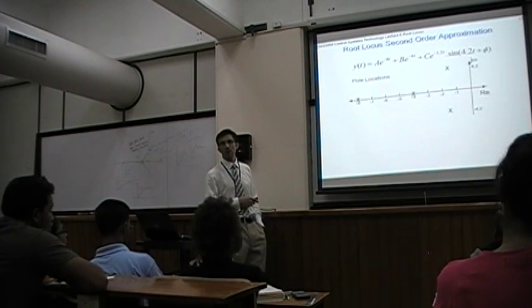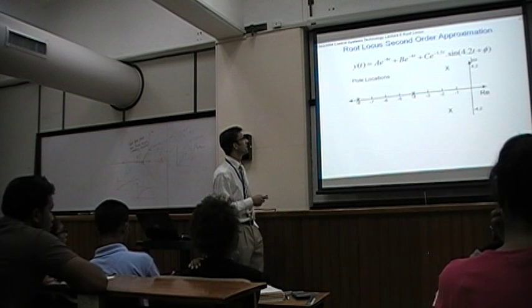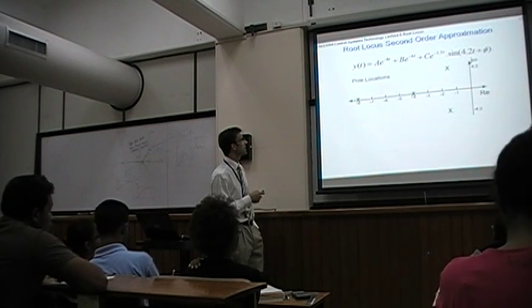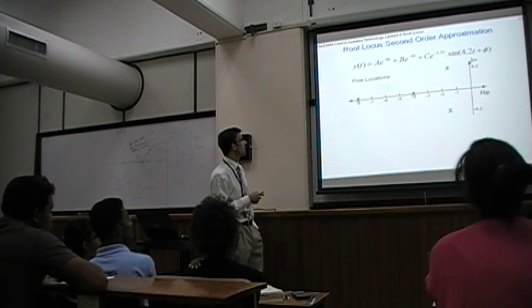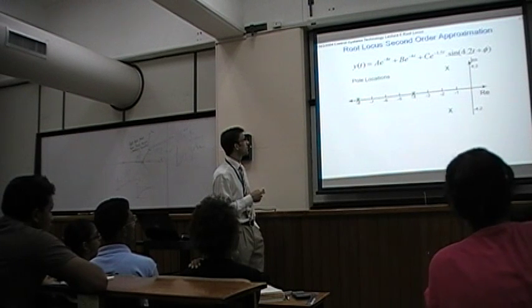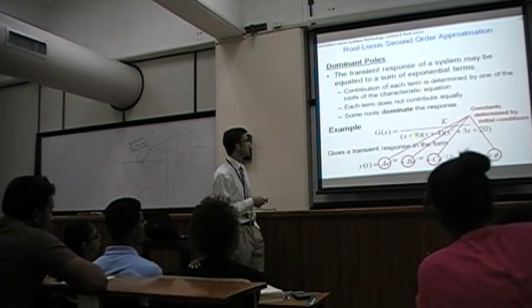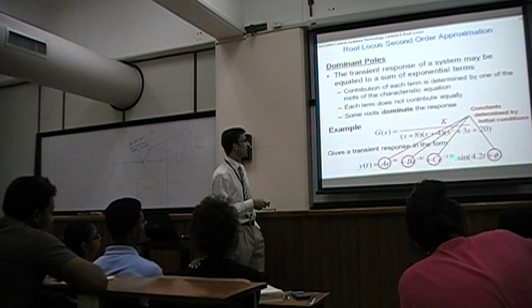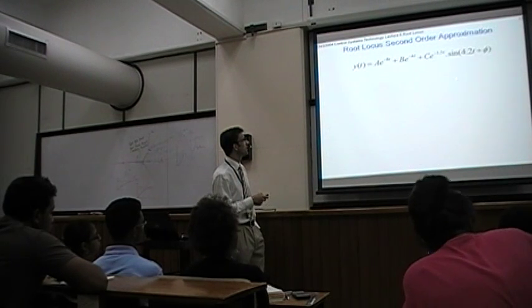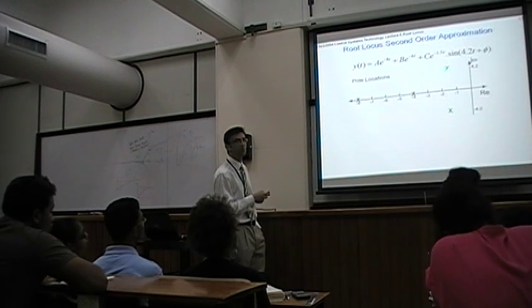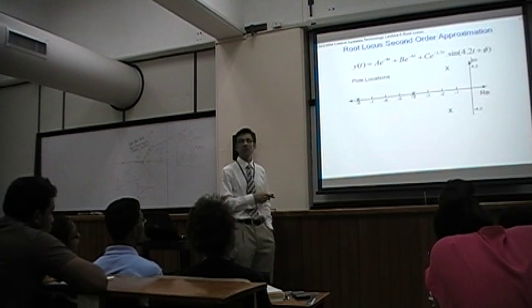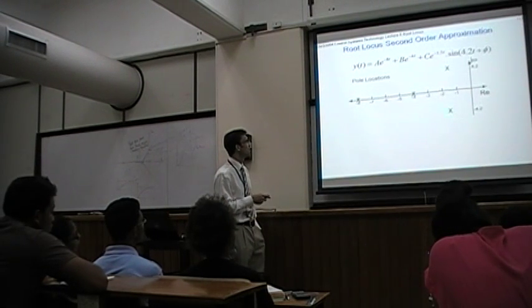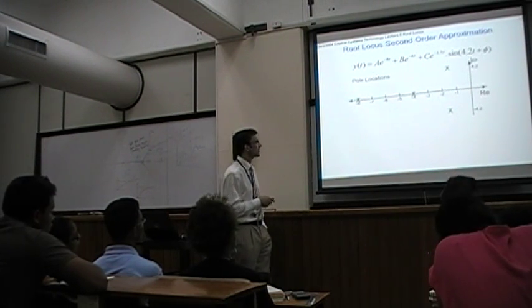So if we were to plot our pole locations corresponding to that characteristic equation, then our pole locations will be at minus 8 from this one, from this minus 4, and then minus 1.5 plus or minus 4.2j. Okay, so we can plot our pole locations on our root locus for this characteristic equation.